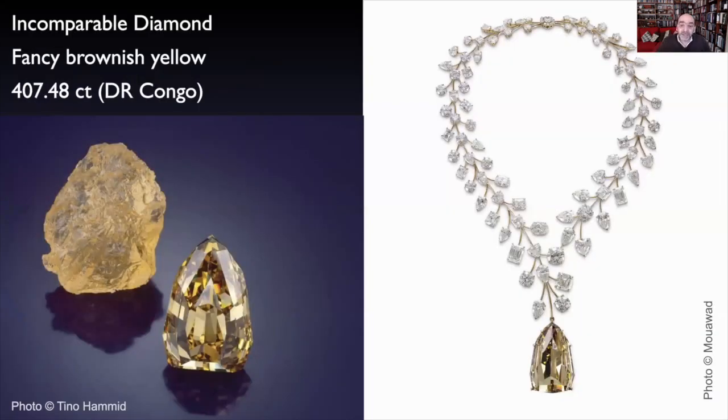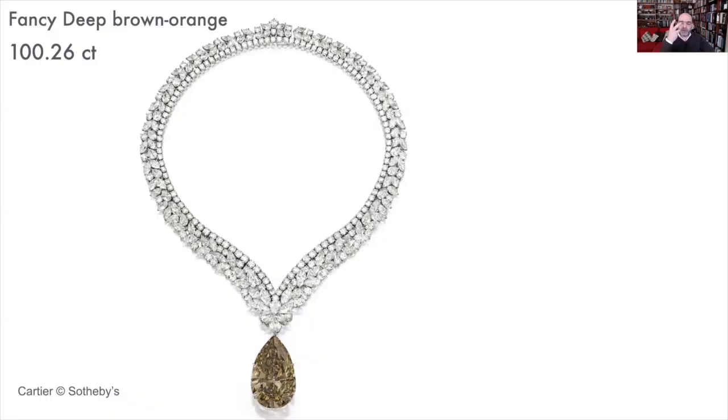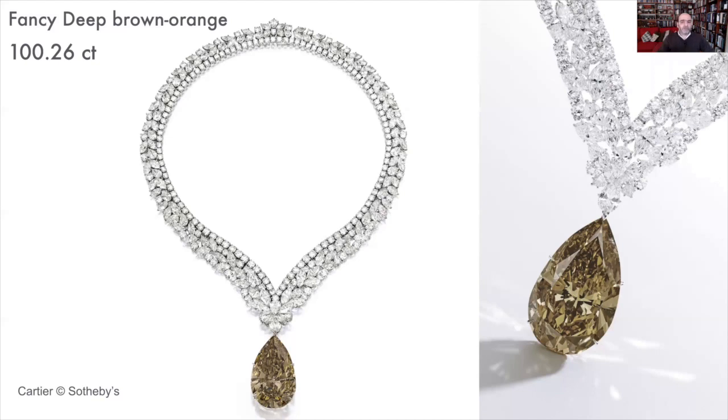This is not actually a brown color, but talking about brownish stones, I couldn't miss sharing this one, which is the Incomparable Diamond, more than 400 carats of diamond that Mouawad built this necklace with, and it was on sale a couple of years ago for $55 million. I don't know if they sold it or not, but it's a remarkable, huge stone. But if you want to see a real fancy brown one, this is a 100-carat, pear-shaped diamond on a Cartier necklace. It's quite remarkable. I saw this one at Gem Genève last year. The color is eye-catching. Every big diamond is eye-catching.